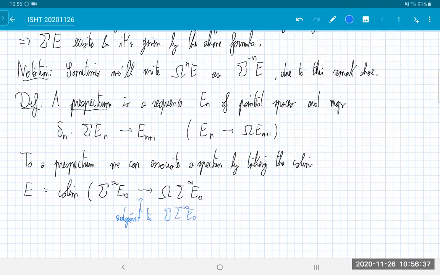sigma infinity of sigma E0, because sigma infinity is a left adjoint and commutes with colimits, mapping to sigma infinity E1. And these maps to omega square, sigma infinity E2, etc. And I take the colimit. And note that I did need both limits and filtered colimits to be able to make this definition.